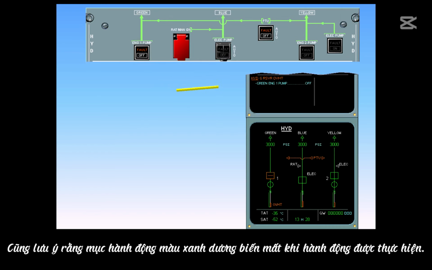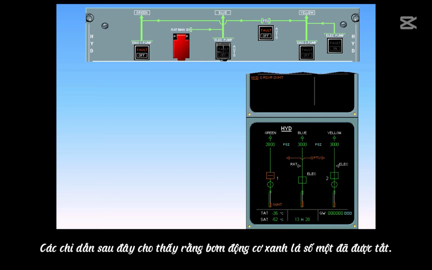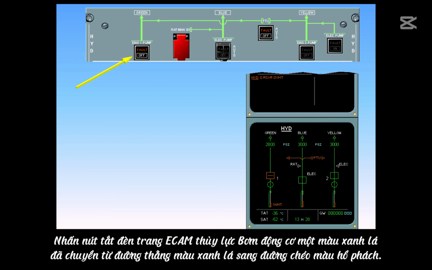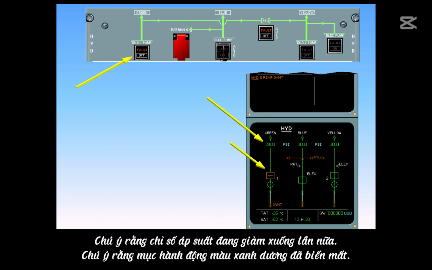Also note that the blue action item disappears when the action is performed. The following indications show that the green engine 1 pump has been switched off. Push-button switch off light. ECAM hydraulic page green engine 1 pump has changed from green inline to amber crossline. Notice the pressure indication is dropping. Again, notice that the blue action item has disappeared.